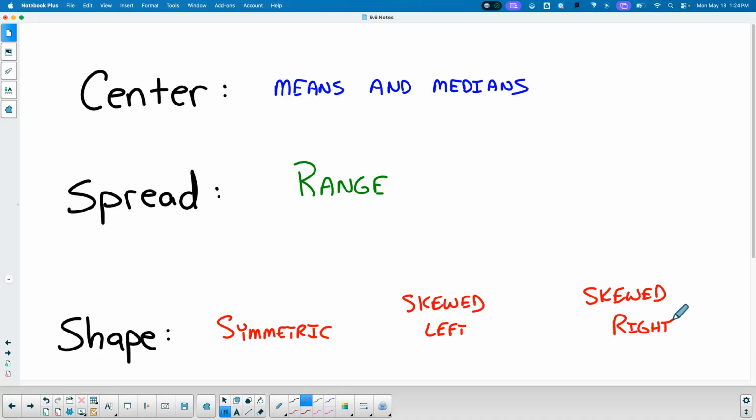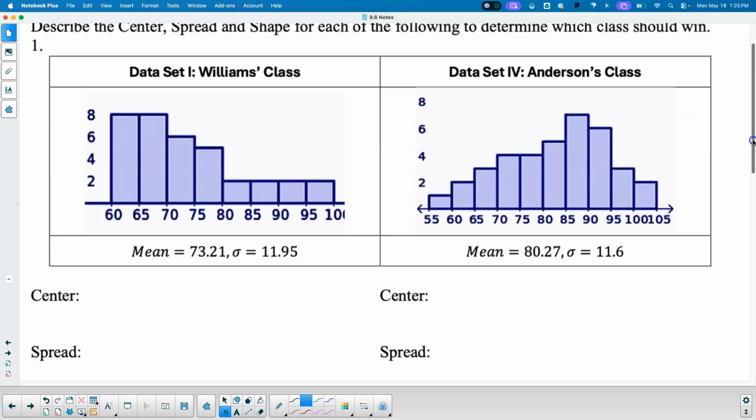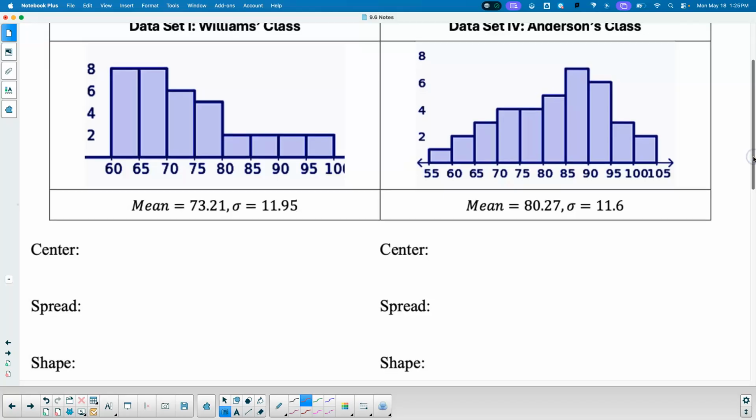Skewed left means what? All the data is over on the right side, okay? Skewed right means all the data is over on the left side, okay? All right, so we're going to talk about those things, and we're going to compare those things today. So, in the first one on your supplemental sheet, we've got data set 1, Williams class, versus data set 4, Anderson's class. Okay, so we need to describe the center, the spread, and the shape for both of them, and then we're going to compare them. Okay?